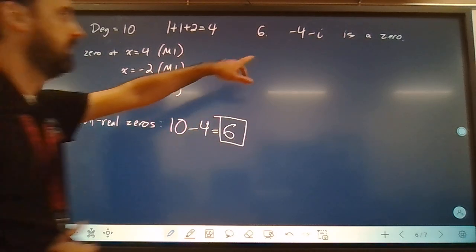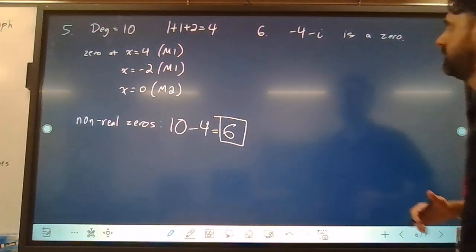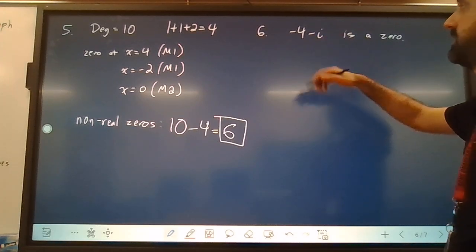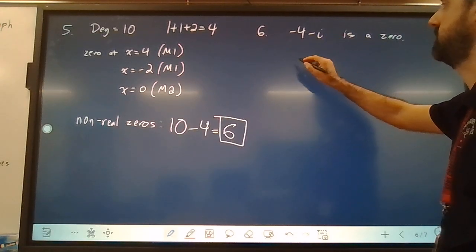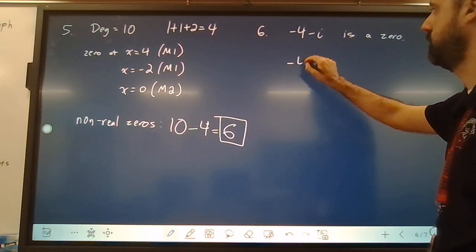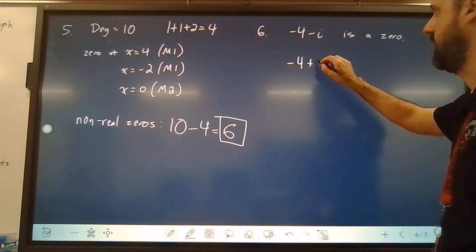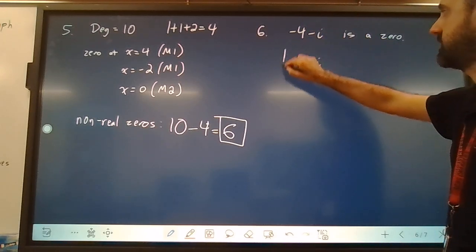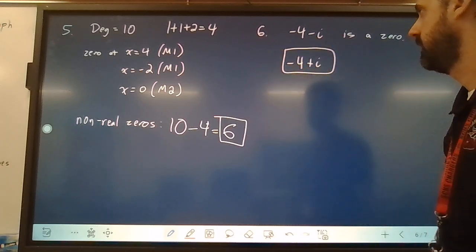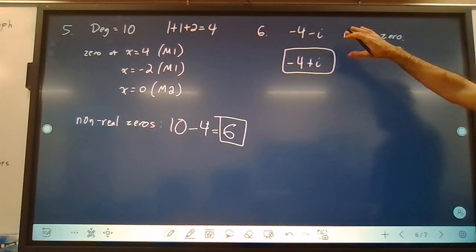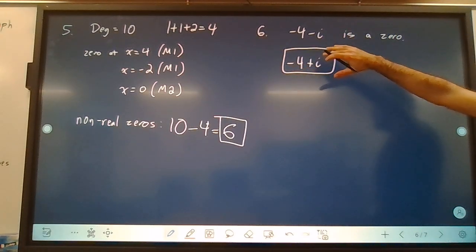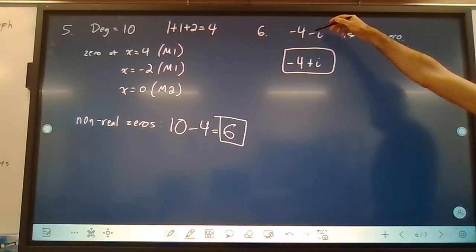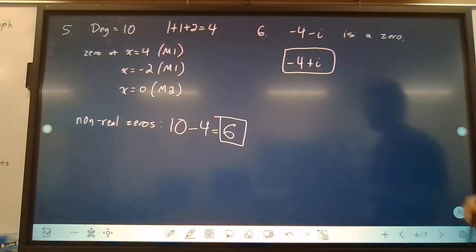Number 6, if this is a 0, remember imaginary numbers are always plus or minus. Imaginary zeros, I should say, are always plus or minus. So it's -4 plus i is the other 0. The -4 does not change, but the i changes sign. So that's our other 0 right there. Don't be surprised if on the test there's a lot of other information you don't need, but if you see that this is a 0, you know that that's a 0 as well.